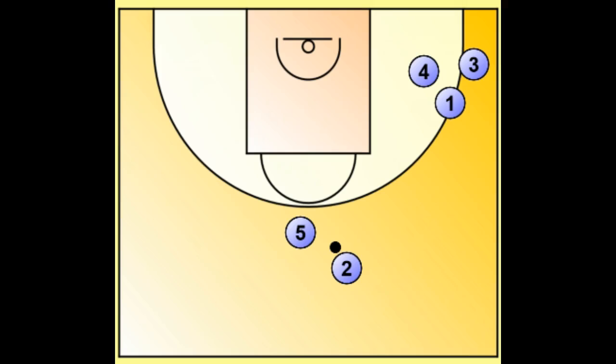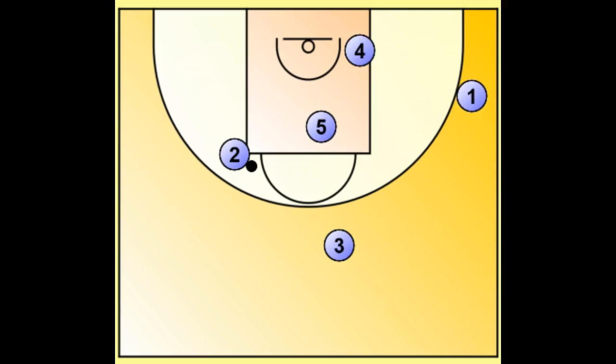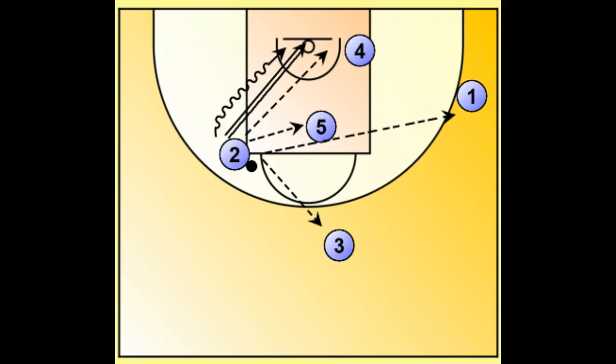5 comes, sets that screen, 2 comes off, 2 goes down, 5 rolls, 4 rolls, 1 pops, 3's out top there. And you see all the options. 2 can dribble drive all the way to the basket, or stop and pop, hit 4 with the alley-oop, hit 5 with the dump, skip to the 1, or kick out to the 3. So now you see these are our options versus man running our triangle offense. We call it 2 high.